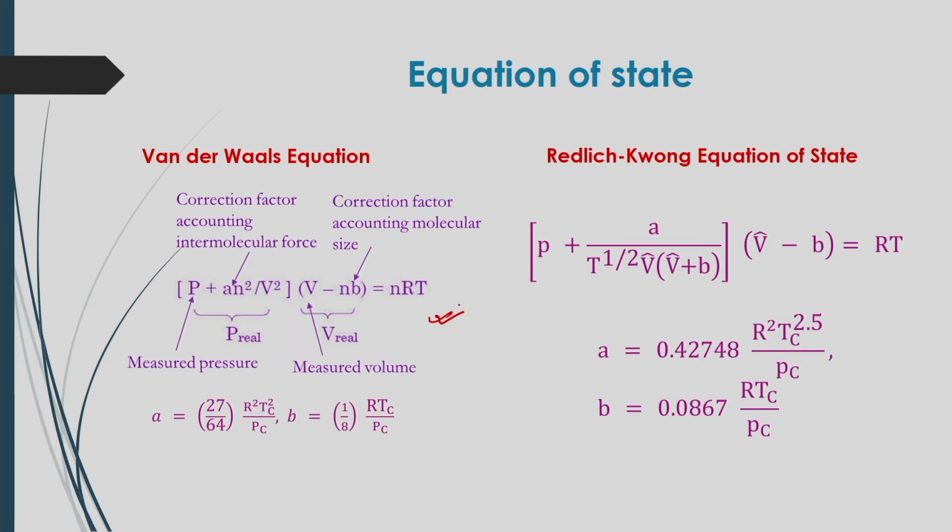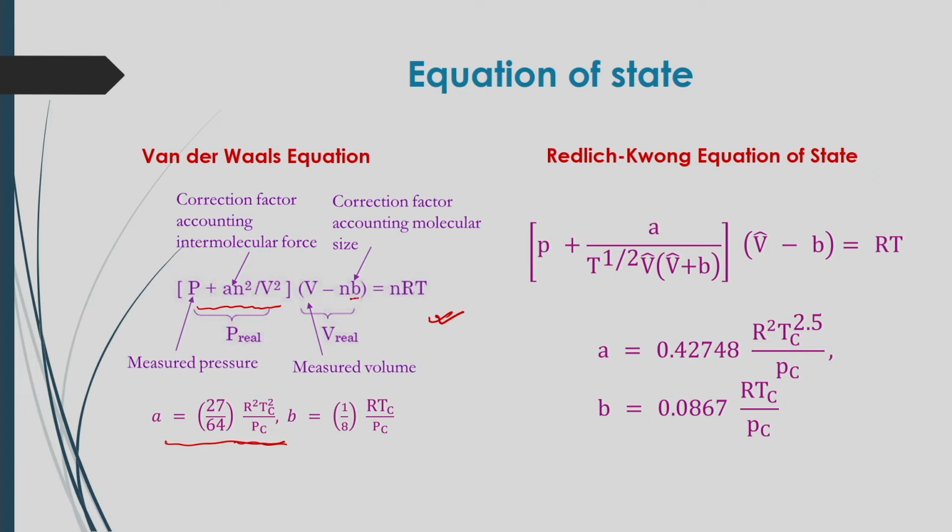Here it is (P plus a n squared divided by V squared) into (V minus nb), which is equal to nRT. Here this part is regarded as P real, that is P plus a n squared by V squared. Here a is a coefficient that depends on the critical temperature and pressure, and its value is given by this correlation. And V real is denoted by V minus nb.